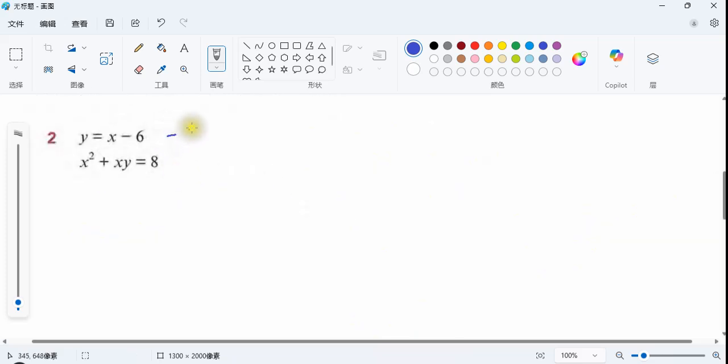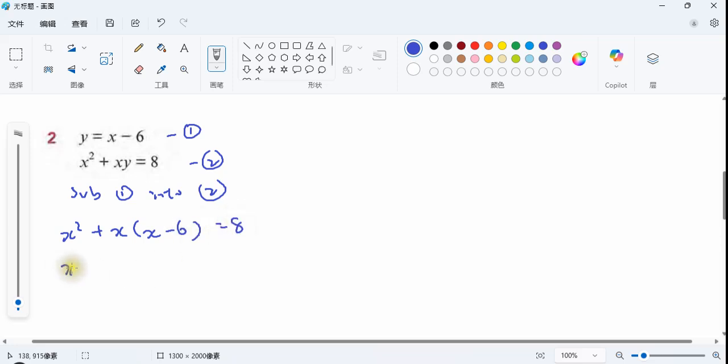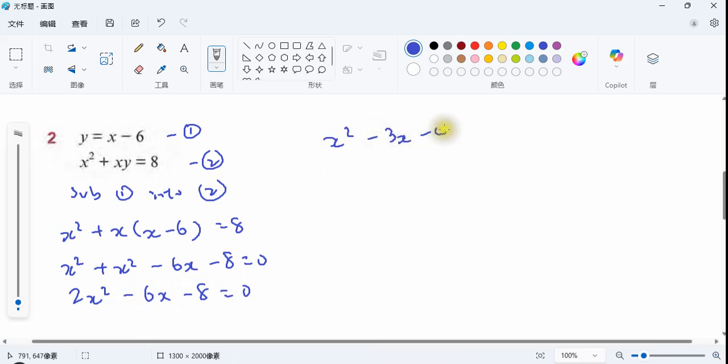Question number 2, this is equation 1, this is equation 2. We sub equation 1 into equation 2 as the y is the subject already. So we have x squared plus x times (x minus 6) equal to 8. Then x squared plus x squared minus 6x minus 8 equal to 0. So we have 2x squared minus 6x minus 8 equal to 0. So x squared minus 3x minus 4 equal to 0, by dividing 2 into all the terms here.